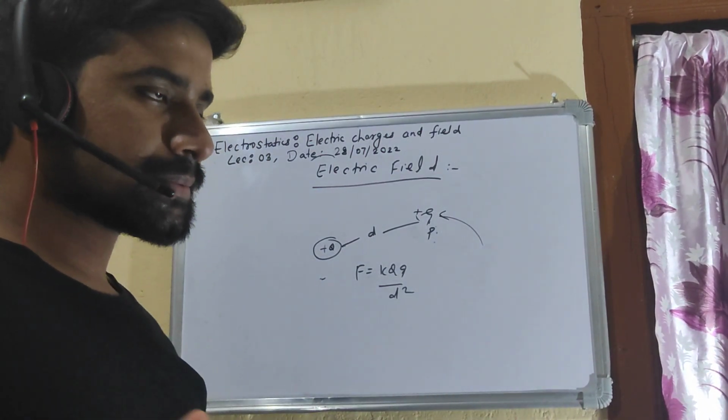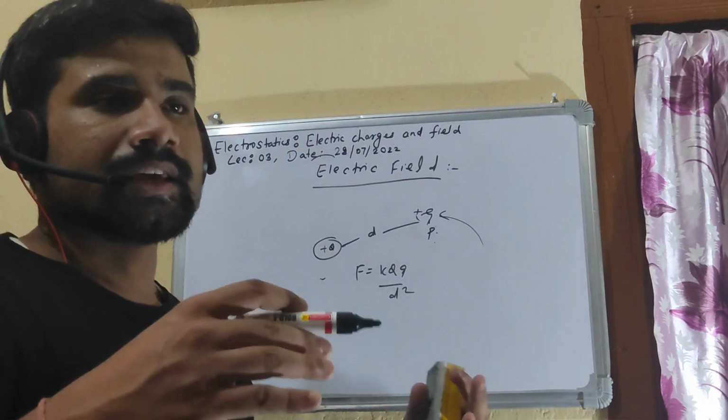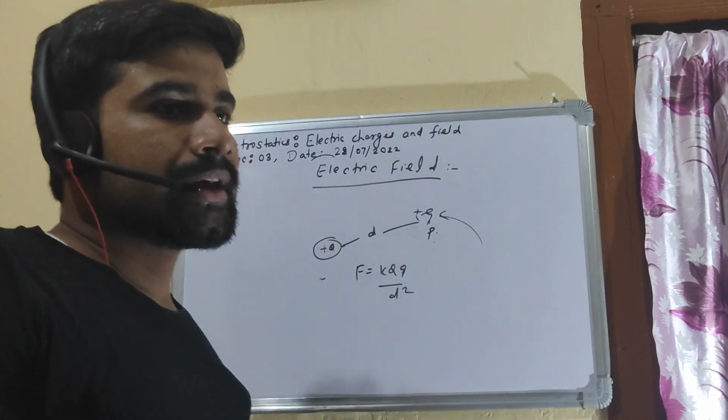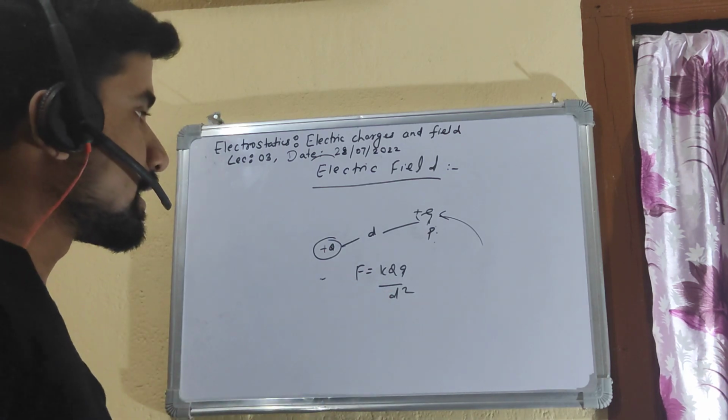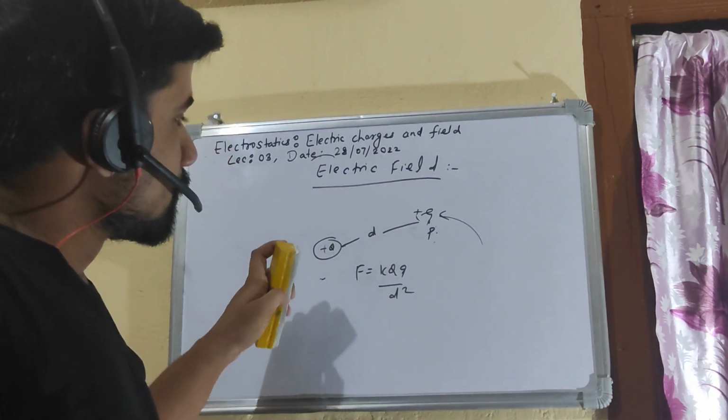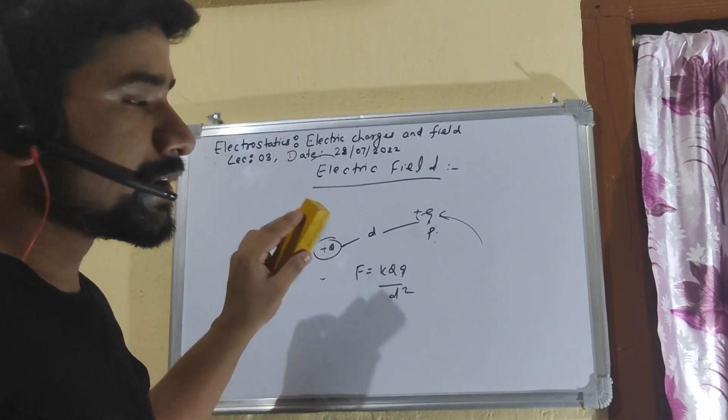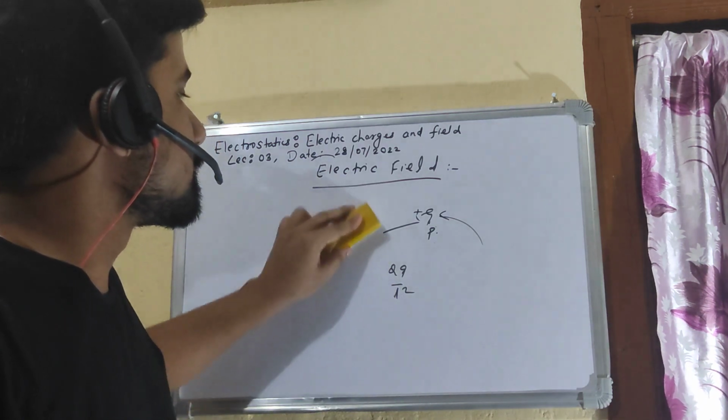So this basically is the concept of electric field. Electric field means the region of space where a charge can have its electrostatic effect. Let's understand the definition of field first. How is it defined?